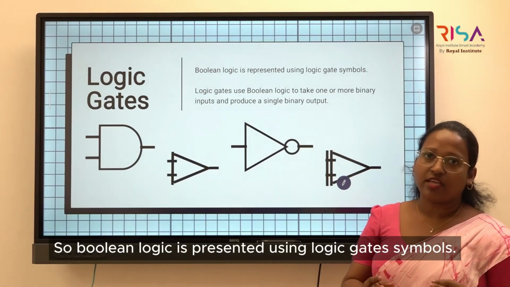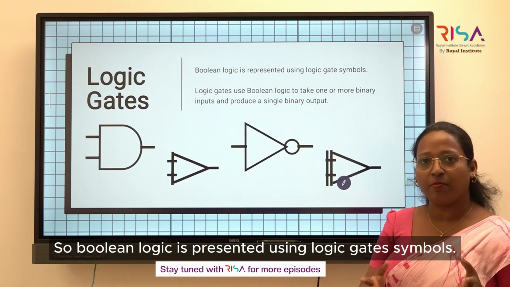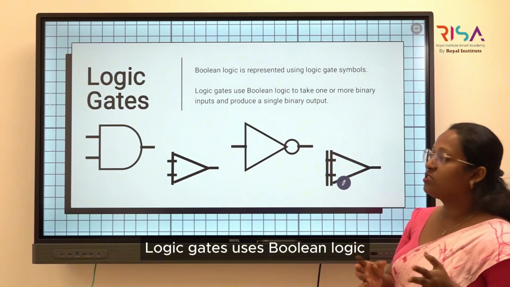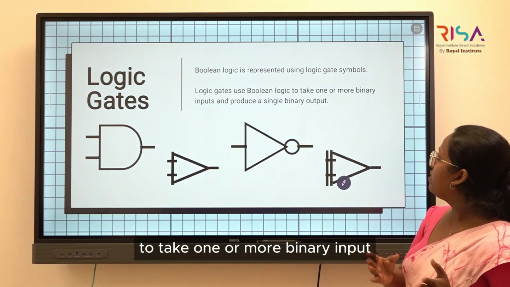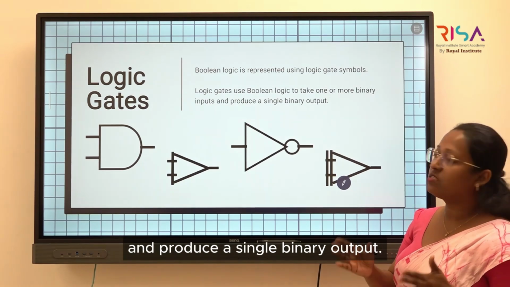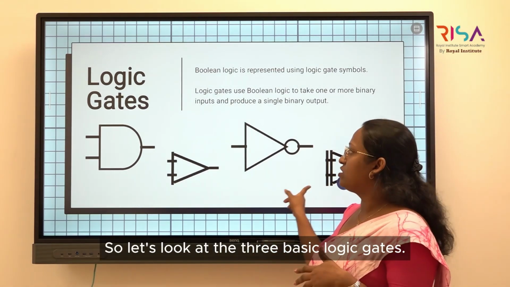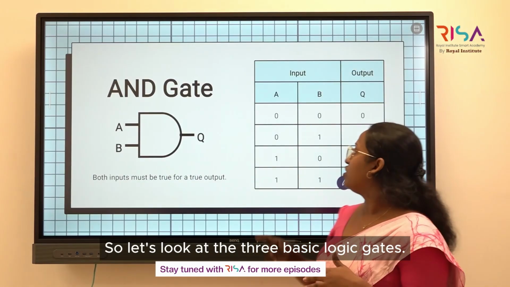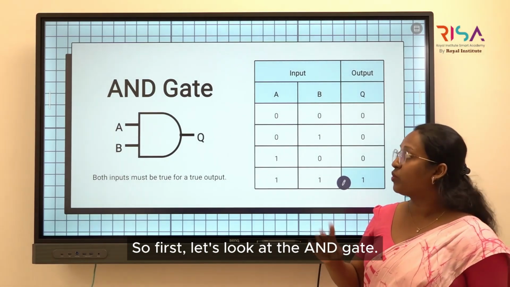So Boolean logic is presented using logic gate symbols. Logic gates use Boolean logic to take one or more binary inputs and produce a single binary output. So let's look at the 3 basic logic gates. First, let's look at the AND gate.